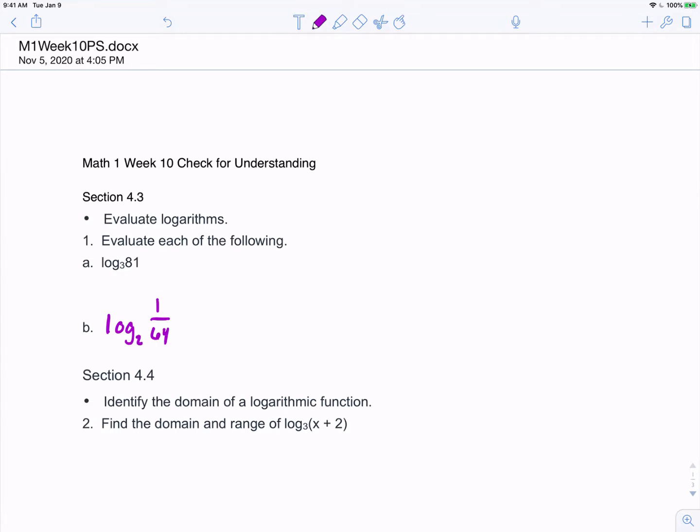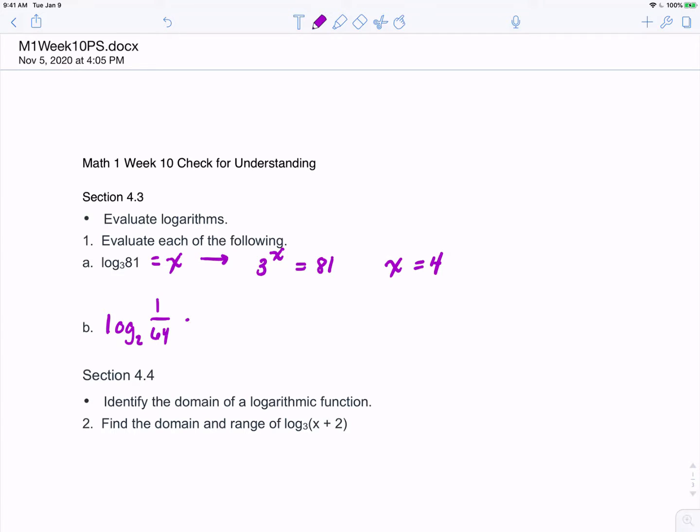So the first was practicing evaluating logs. When you want to evaluate a log, you want to figure out what it's equal to. So write it equals some unknown x, and then translate it into exponents and solve using common sense. So 3 to what power equals 81? If you just think about that for a second, 3 times 3 is 9, times 3 is 27. You would need 4 factors of 3 to get up to 81.